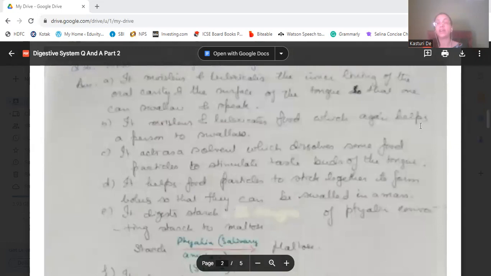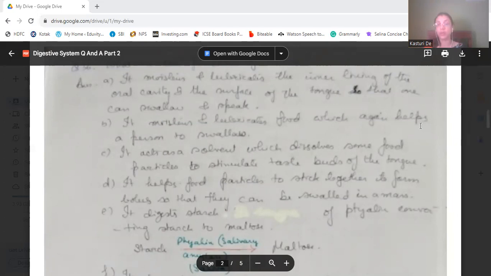What is the function of the saliva? It moistens and lubricates the inner lining of the oral cavity and the surface of the tongue so that one can swallow and speak. The inner lining of the mouth is moistened and lubricated by saliva, and the surface of the tongue is also lubricated so that we can swallow the food and we can speak. It moistens and lubricates the food also.